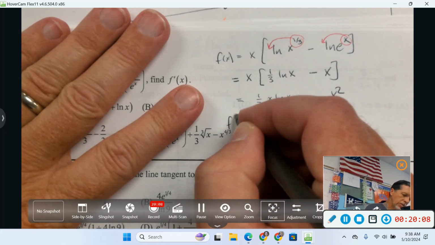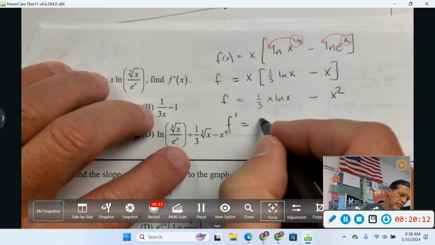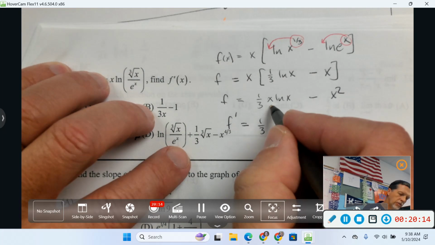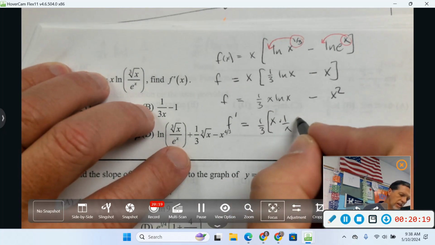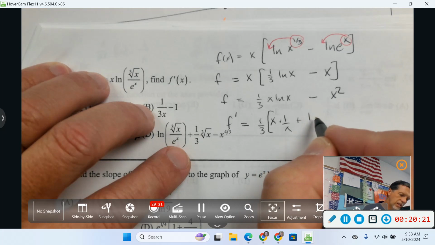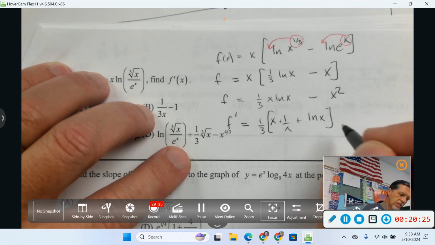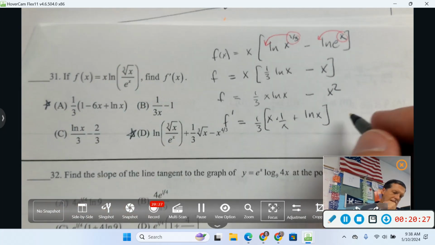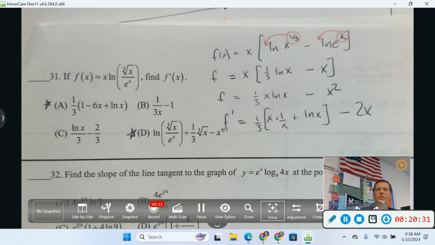So now the derivative. All of that was algebra. So first times derivative of the second plus second times derivative of the first. And then don't forget the derivative of x squared is just 2x.